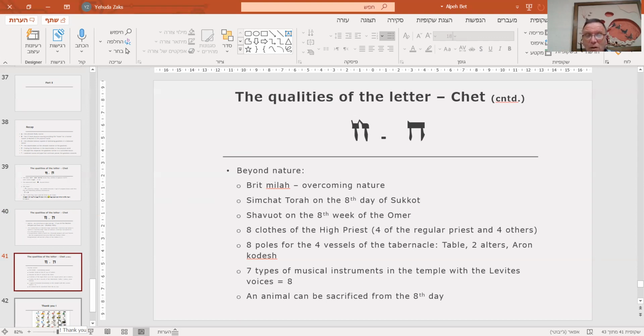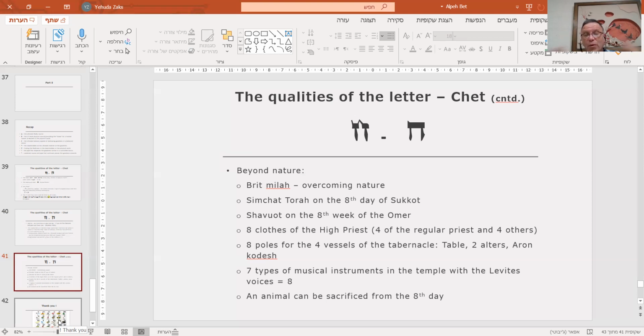Okay. I should probably put a picture here, but if you look at the Aron Kodesh, the Holy Ark, or the table, or each of the 2 altars, there's 4 different vessels that were inside both the tabernacle and afterwards inside the temple. Each of these had 2 poles to carry them. Again, we have 8 poles coming out of the 4 vessels. 8, again, connecting us with the supernatural. Again, staying in the temple, because that's where the supernatural things are.